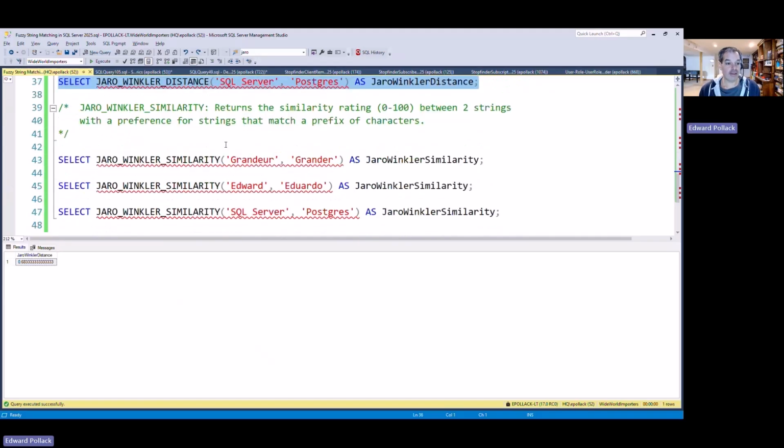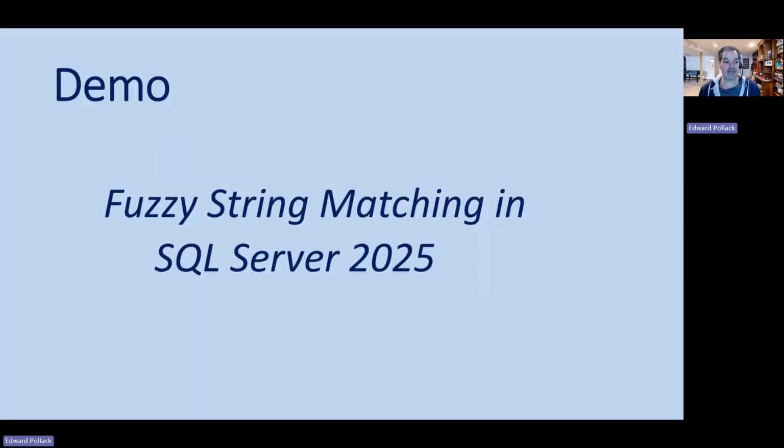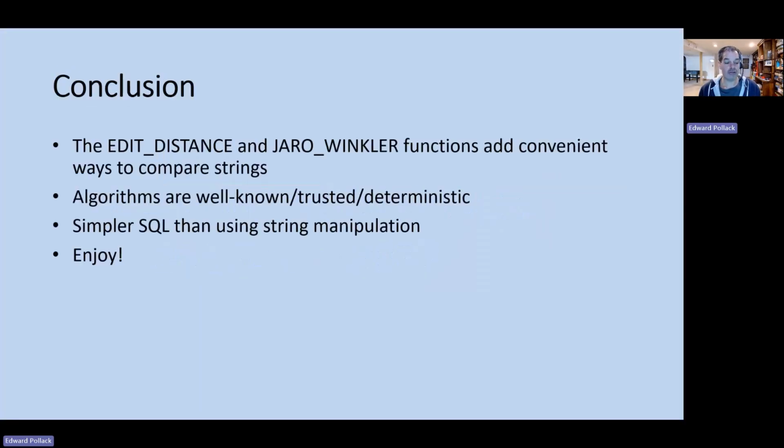And the similarity takes it and gives you a 0 to 100, which can be convenient. I just want a percentage, give me a percentage. It's going to still be relatively the same, just easier to use. You know what the min and max can be. Grandeur and grandeur, 98% similar. Very, very close. Edward and Eduardo, 88%. Very close, not quite as close, but very close because the first letters match. And SQL Server and Postgres, not that similar at all. So relatively speaking, you can compare between these and get back results that are meaningful when matching strings.